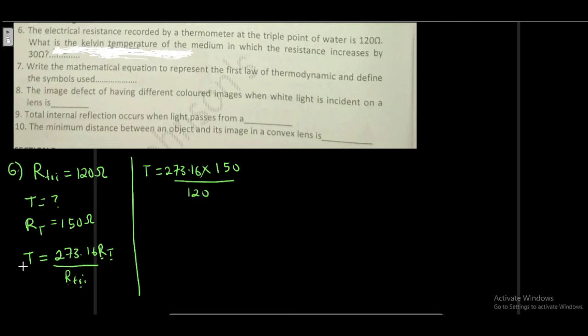So this is the equation for calculating the Kelvin temperature. We have T equals 273.16 times 150 divided by 120, and this is going to give us 341.45 Kelvin as our answer. So this is the equation we use anytime we are talking about triple points of water or the thermodynamic temperature scale or the Kelvin scale. Now moving on, we have question 7.